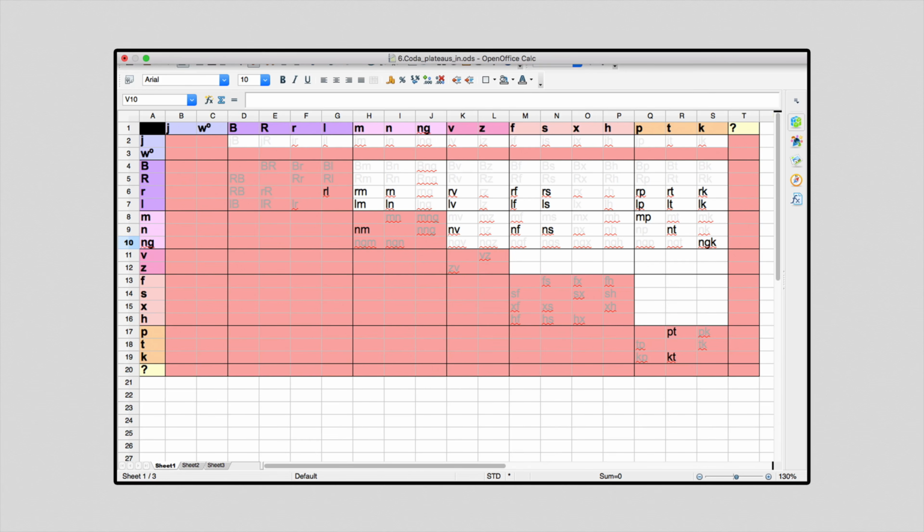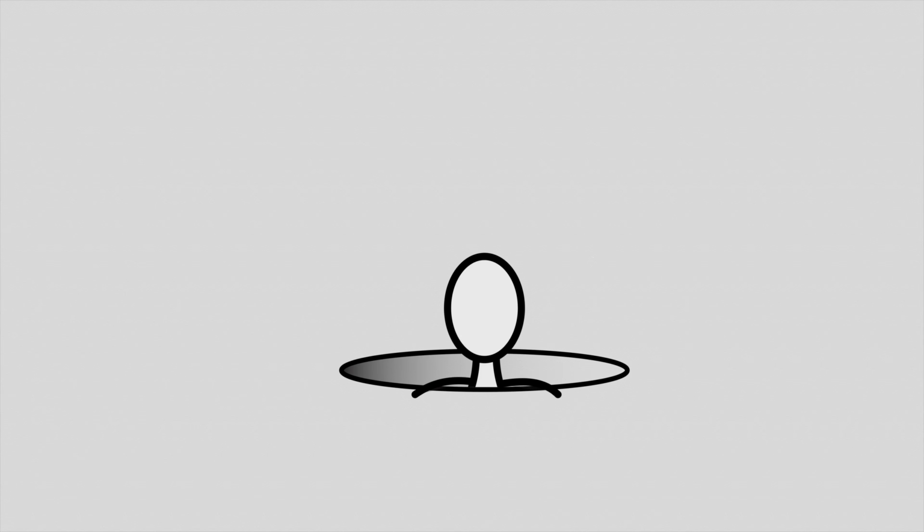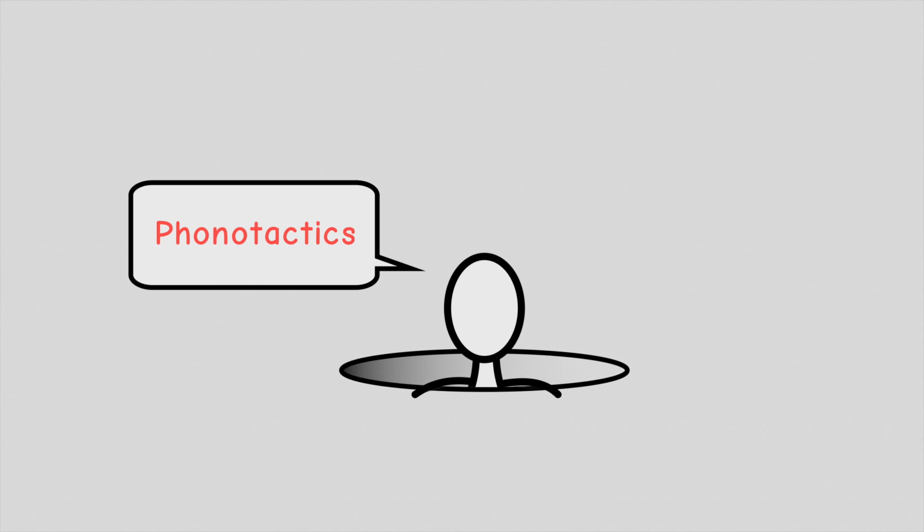In terms of reversals, I didn't want to do too much with these, so I just added spa, sta, and ska to the onset clusters and left it at that. And there you have it, one set of phonotactical constraints done.